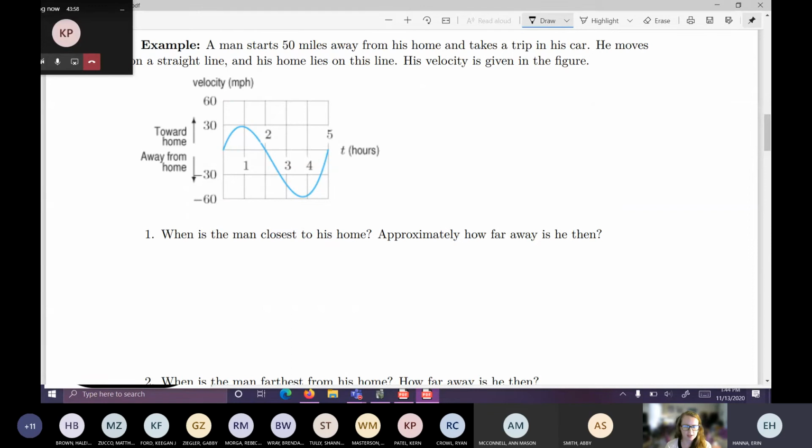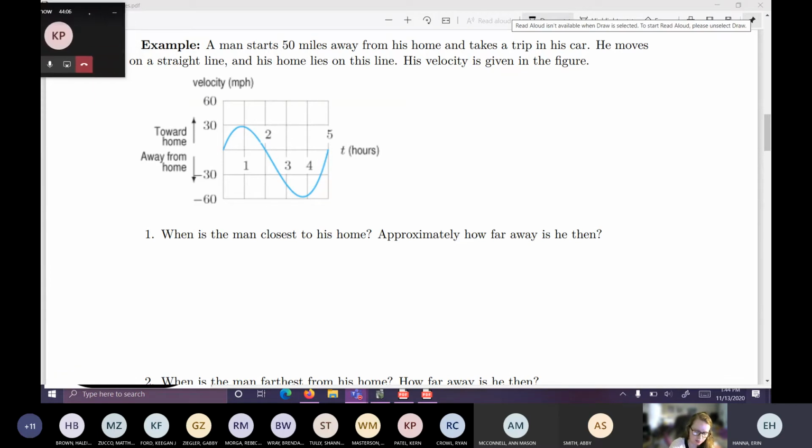So this one goes a little bit more in depth because it's actually going to ask us to calculate some values. A man starts 50 miles away from his house and he takes a trip in his car. If he moves in a straight line and his house lies on that line somewhere, so say he just hops in his car and drives down a straight street for a while, his velocity is given in the curve. So the function that we're given here is the velocity function. And also I'm going to bold this line because I feel like that's the t-axis and it's just not clear enough. Anyway, so that's his velocity function.